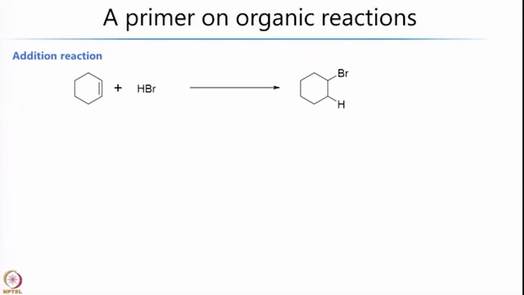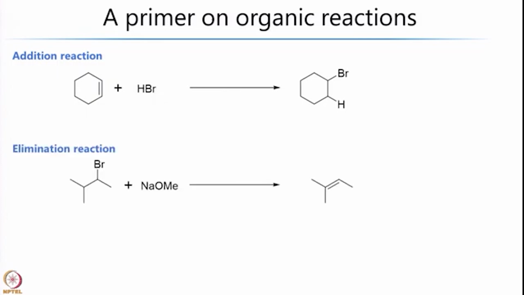The first one is what is called an addition reaction, and I hope you can recognize that we have a cyclohexene. This is being reacted with a molecule of HBr, and I hope you see that both the hydrogen and the bromine in the HBr now go and add across the double bond, and that is the reason why one calls this an addition reaction. And there are many such reactions in this particular class.